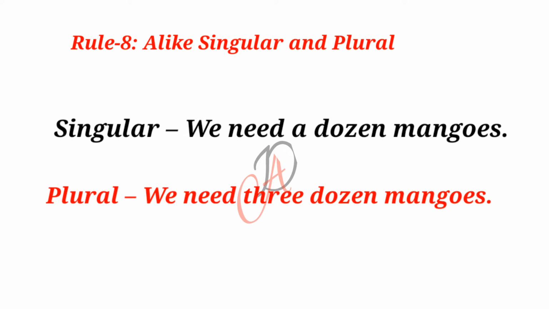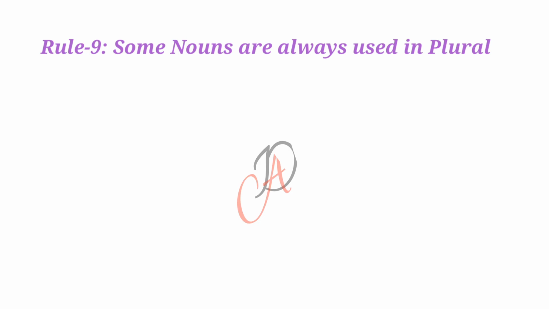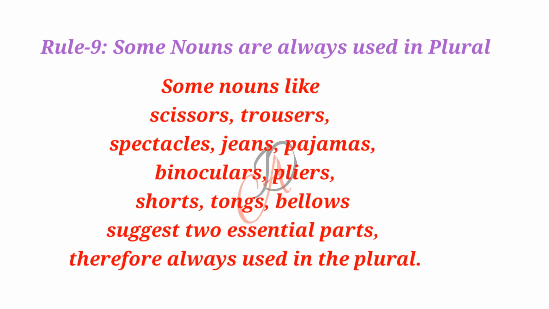Alright, the next rule is rule number 9. Some nouns are always used in plural. Some nouns like scissors, trousers, spectacles, jeans, pajamas, binoculars, shorts are always used in plurals because these words suggest two essential parts, therefore always used in the plurals.